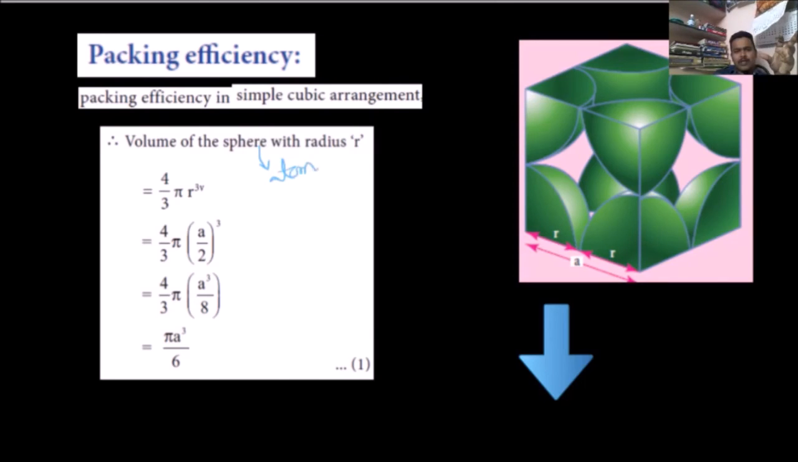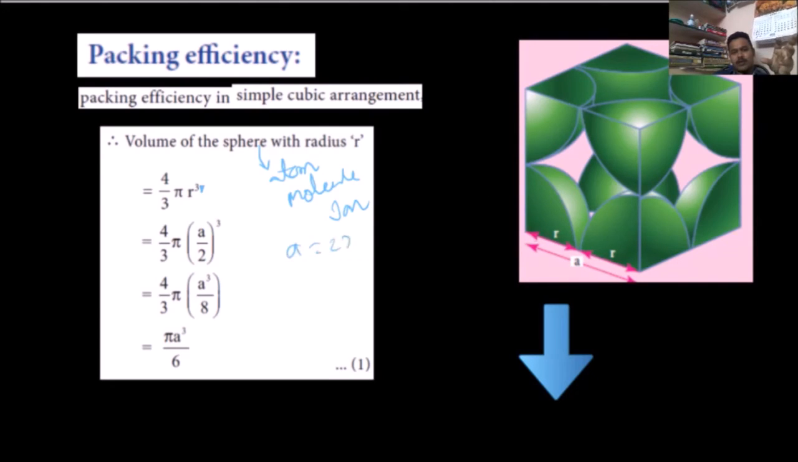As we know, the sphere may be an atom, molecule, or ion; all of that we are going to consider as spherical shape. So what is the formula for the volume of a sphere? 4/3 pi r cube. The r value is what we studied here just now.